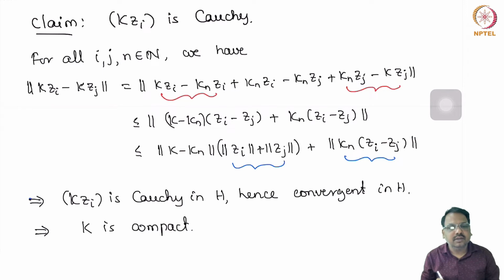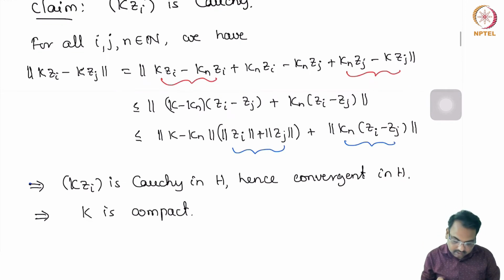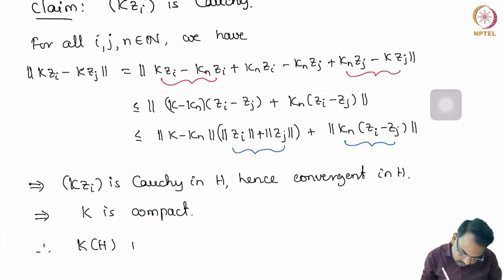We started with a bounded sequence xn, and we extracted a subsequence zi such that K of zi is convergent, hence we can conclude that K is compact. So we have taken K from the closure of K of H, and we have shown that K is in K of H. So from this we can say that K of H is closed in B of H.